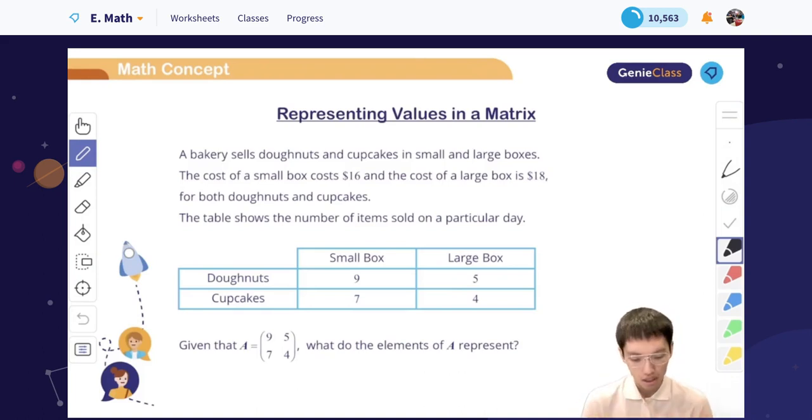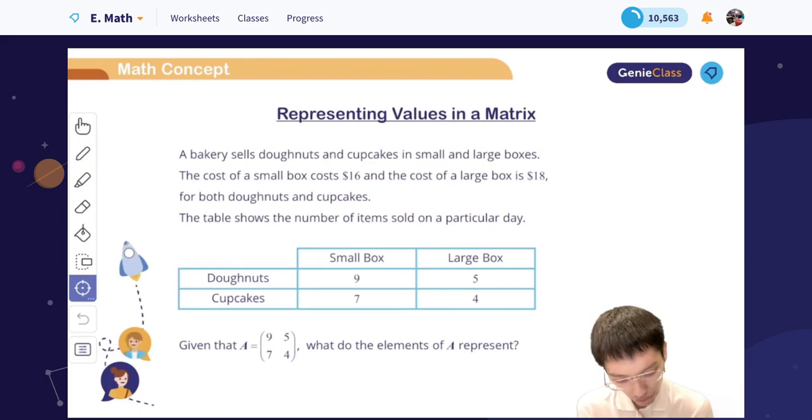Now look at this question very carefully. A bakery sells donuts and cupcakes in small and large boxes. A small box costs $16, and a large box costs $18. I know the price is a little bit weird, but ignore that fact first.